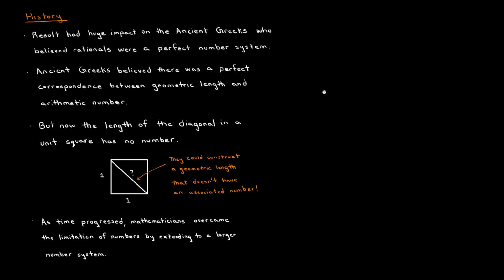to a constructible length. But now I would like you to consider the unit square, which is basically a square with all side lengths equal to 1, and consider the length of the diagonal. This is a length that the ancient Greeks could draw or construct, but they weren't able to assign it a number. This quantity right here could not be expressed as a ratio of 2 integers. In other words, this length had no associated number. And so this is why the discovery of the square root of 2 not being a rational number shook the foundations of mathematics for the ancient Greeks.